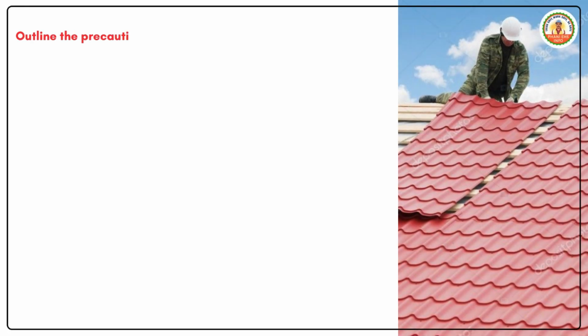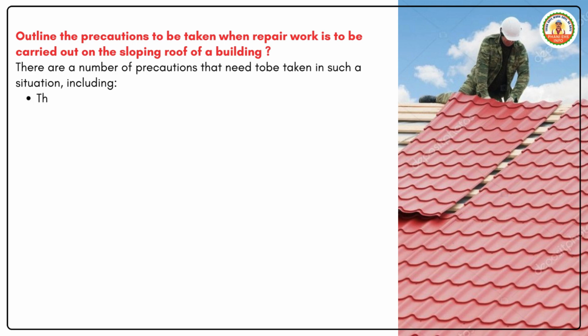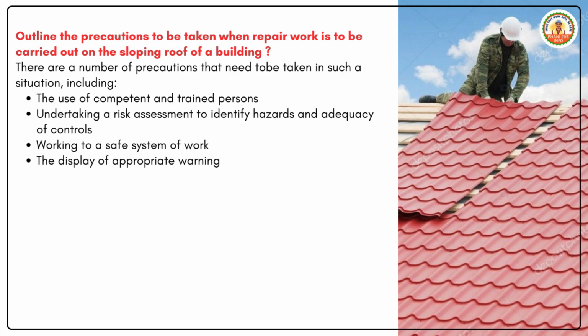Outline the precautions to be taken when repair work is to be carried out on the sloping roof of a building. There are a number of precautions that need to be taken in such a situation, including the use of competent and trained persons, undertaking a risk assessment to identify hazards and adequacy of controls, working to a safe system of work, the display of appropriate warning signs, e.g. fragile roof, use crawling boards, etc.